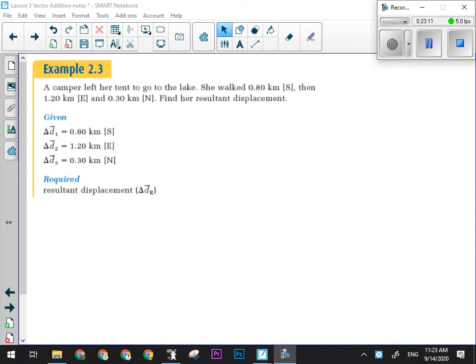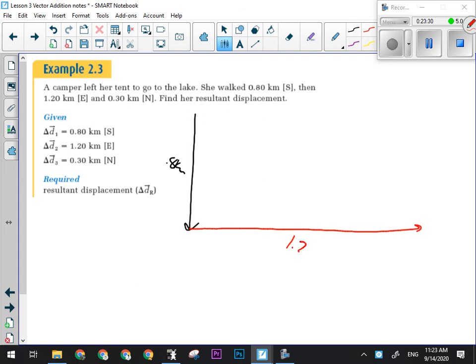So this is going to illustrate something that's going to be important for us going forward when we're dealing with more complex vector addition problems. So first the person goes 0.8 kilometers south. Okay, then they go 1.2 kilometers east. Okay, and again, I'm not measuring these, but they're reasonably to scale. Then they go 0.3 kilometers north. All right, so there's my vector diagram. I've drawn them all tail to head. Okay, I'm showing where they go.